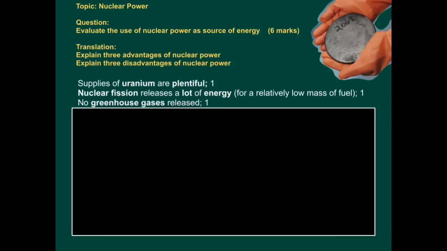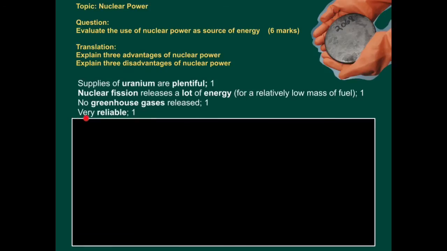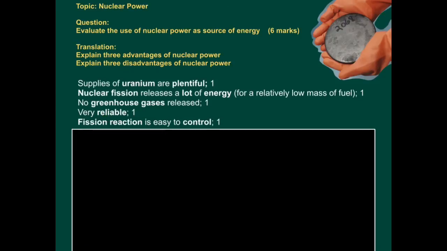It's more efficient. Huge advantage is you don't get greenhouse gases such as carbon dioxide released from using uranium. So it doesn't contribute to climate change or global warming. Nuclear power is very reliable. And also fission reactions are easy to control, so you can basically output power according to demand. So pick 3 of these. You can obviously write more, but you don't have to.